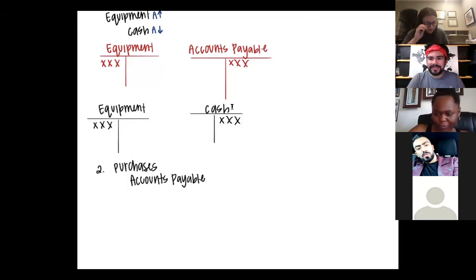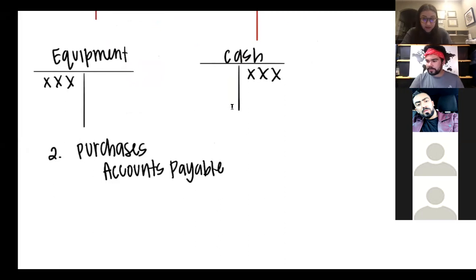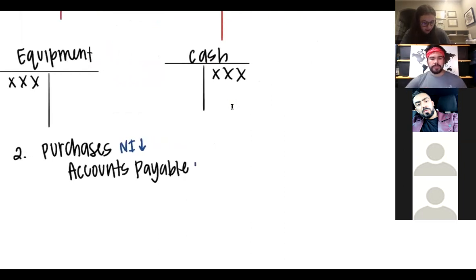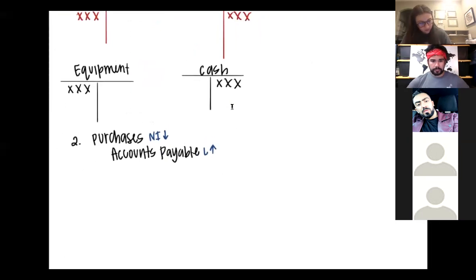Okay, so number 2, our journal entry would be to debit purchases and credit accounts payable. Purchases is an expense account, so this is going to affect net income, and it's going to lower net income since it's an expense. And then accounts payable is a liability, and when you credit it, it's an increase. Let me show you with T-charts. So we're going to debit purchases.